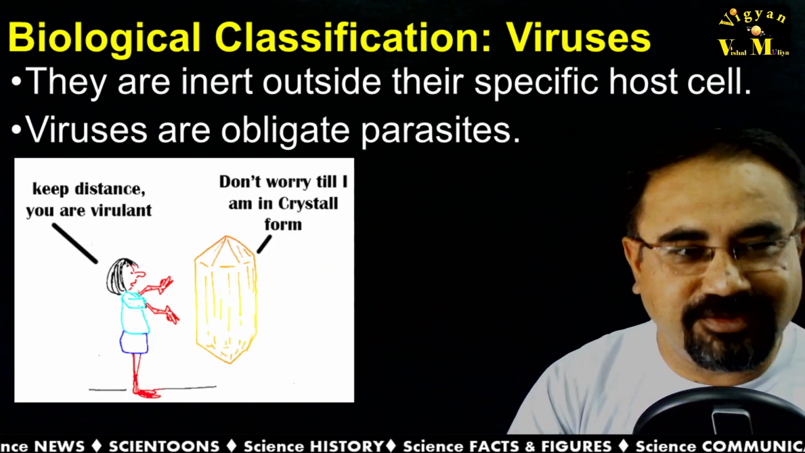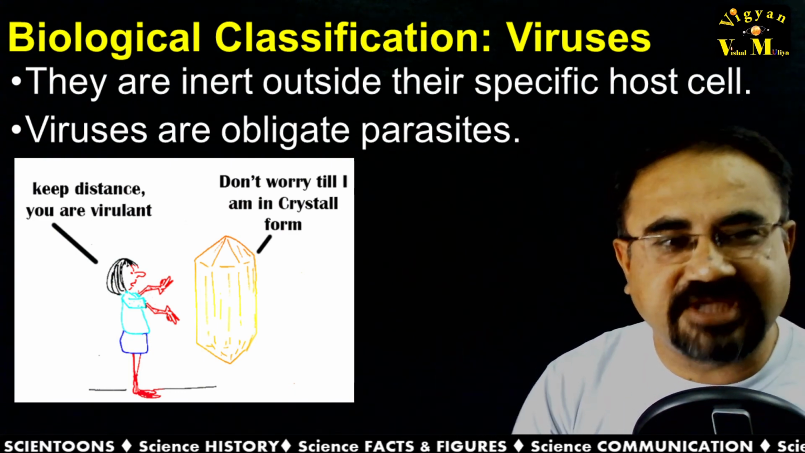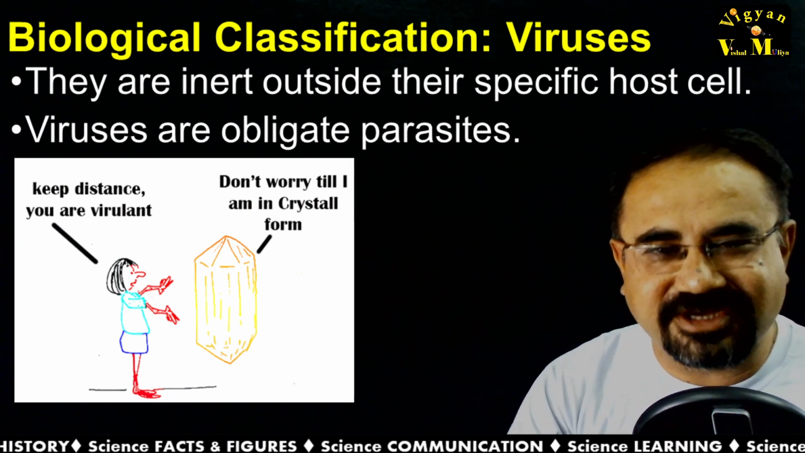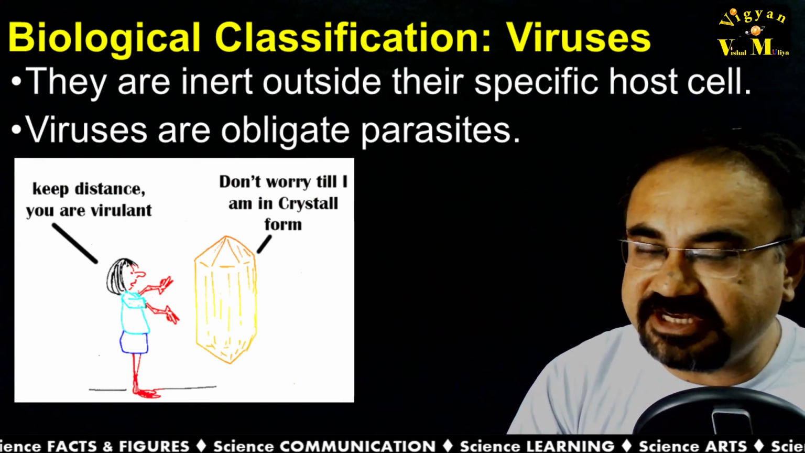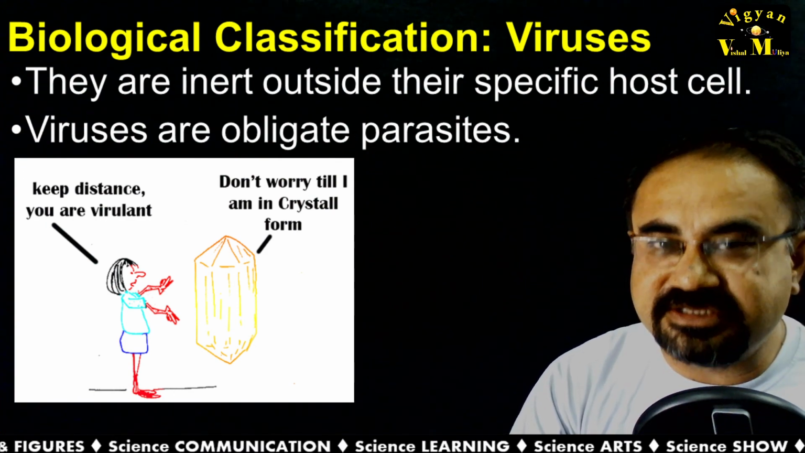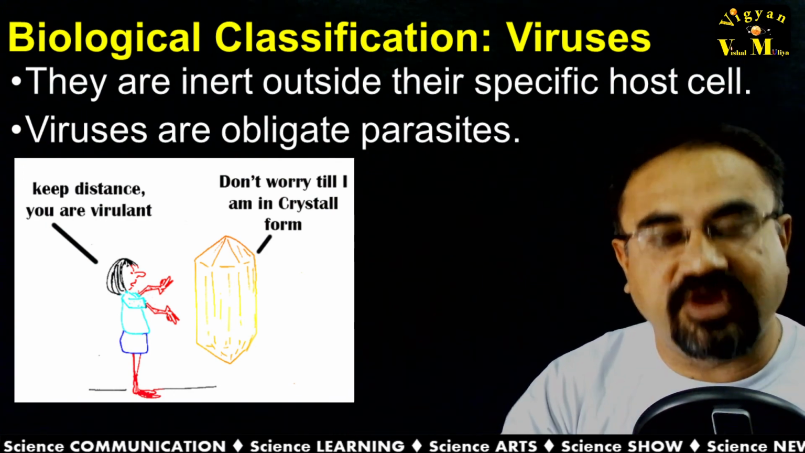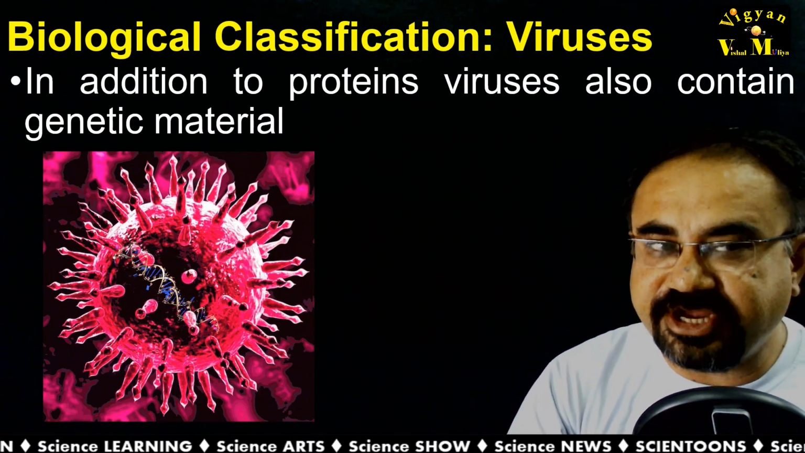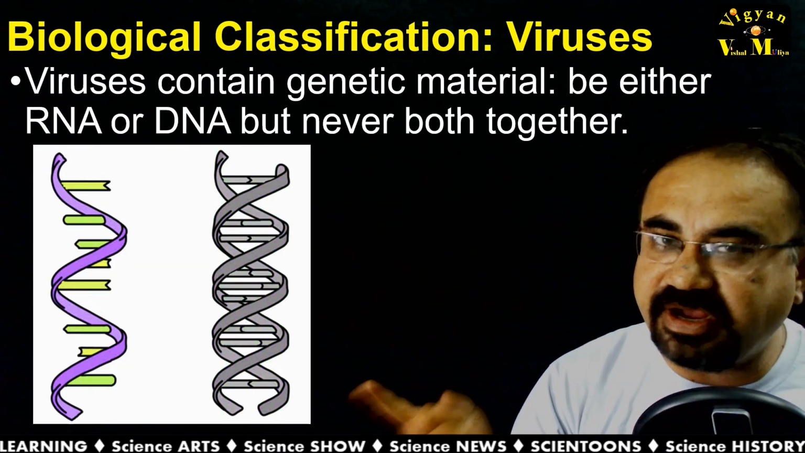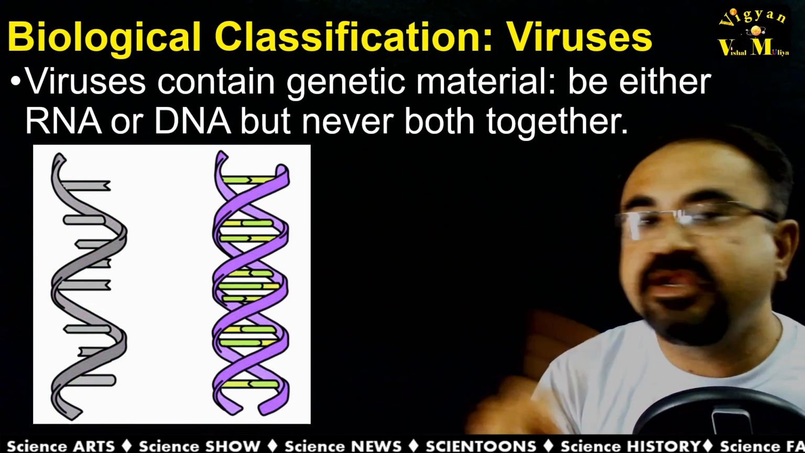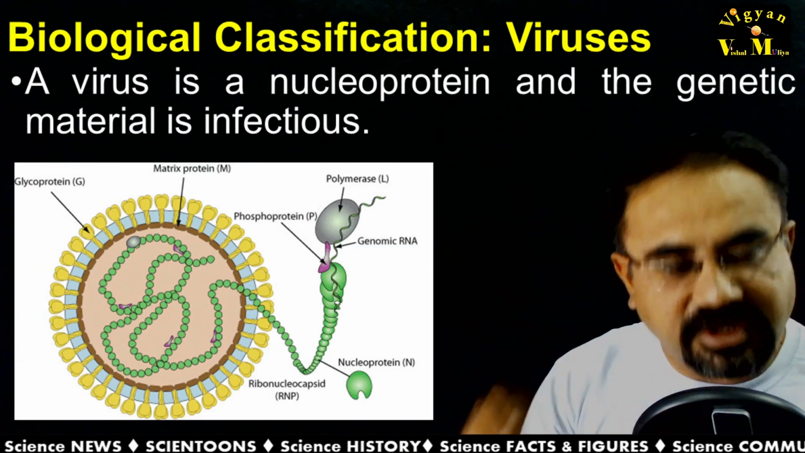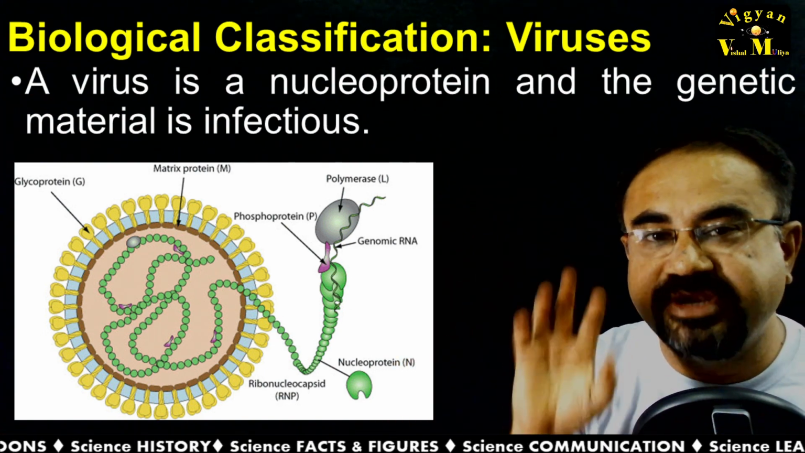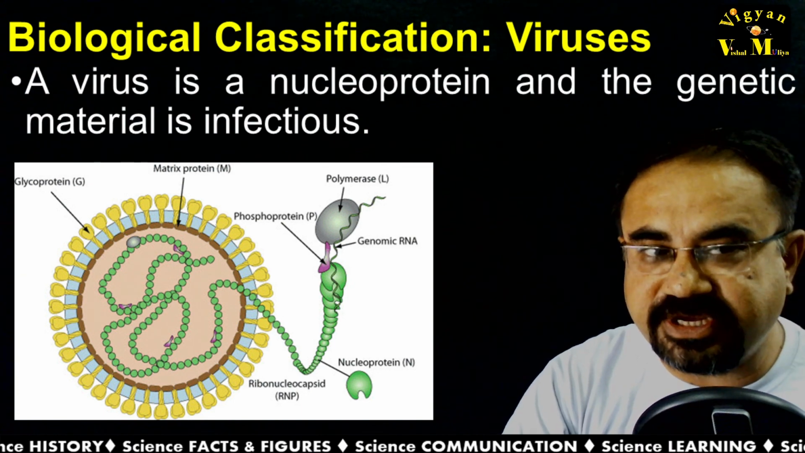Here in one of the cartoons you can see that the person is saying keep distance, you are virulent, and the virus is saying don't worry, I am just a crystal. But we know very well, once this crystal enters the living organism, it can act as an infectious organism. In addition to protein, viruses have genetic material, and that genetic material can be either DNA or RNA, never both together. In general, a virus has nucleoprotein, and that nucleoprotein acts as the infectious material.